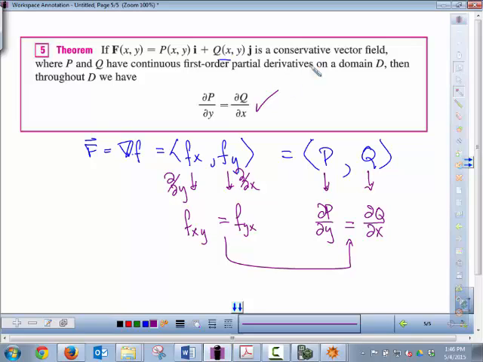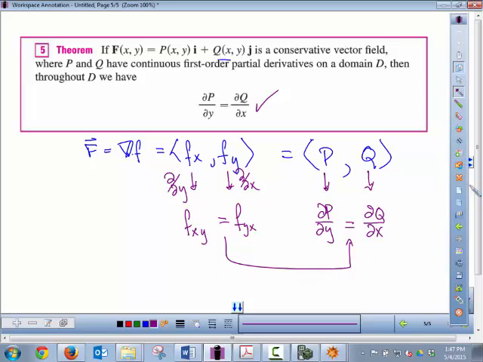So if we have something that's two-dimensional, all we have to do is take the partial of the first one with respect to y, take the partial of the second one with respect to x, and if they are indeed equal to each other, then we can conclude that this is a conservative vector field. Okay? If they're not equal to each other, then it's not a conservative vector field. Then you can't use the fundamental theorem of line integrals.